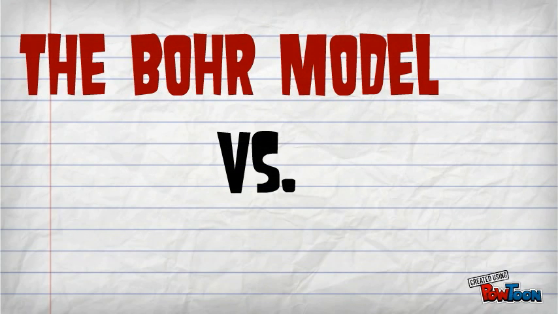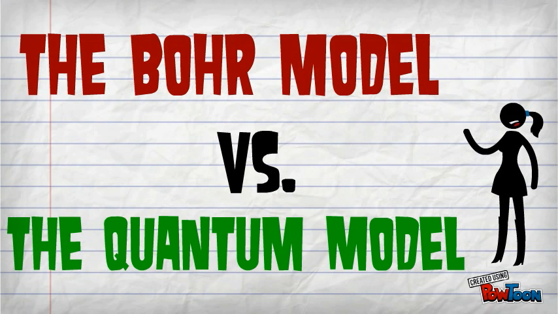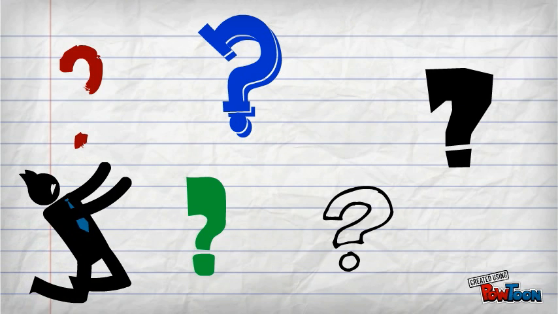The Bohr model versus the quantum model. It's quite the comparison. People were asking everywhere, what does the hydrogen atom spectrum look like? They were practically begging for answers when finally they got one in 1913 from Danish physicist Niels Bohr.